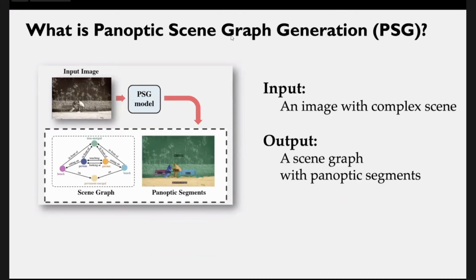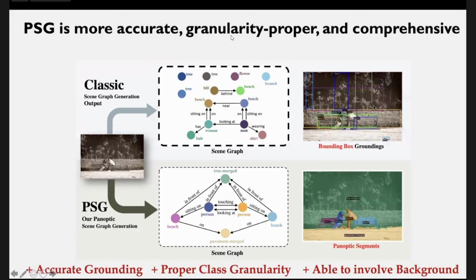So what is scene graph generation like? The task is that we take in an image with complex scenes, and we hope the model can output a scene graph with panoptic segmentation. Different from the classic scene graph generation task, in the panoptic scene graph task we use masks to ground the objects. So we have accurate grounding, and the class granularity is more proper and able to involve background. It's an advantage over the previous scene graph generation task, and we hope the new task can guide the community to understand scenes better.